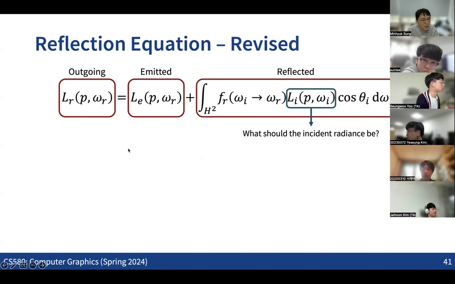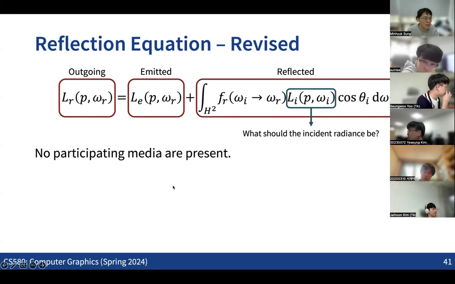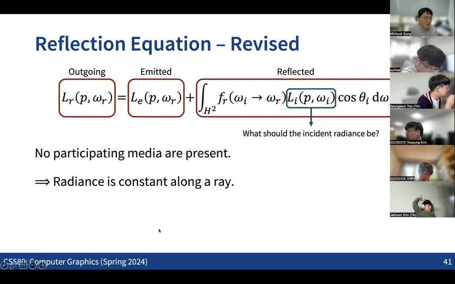But if we think about what the instant radiance should be, here the assumption is that there is no participating media, which means that the space is basically empty, right? There's nothing, it's like a vacuum. While the real environment is not like this case. There is obviously some kind of participating media. We are also going to discuss volume rendering next week. But for now, let's assume that the space is empty. There's nothing there, the vacuum space, right? So in this case, we can assume that the radiance is constant along a ray.